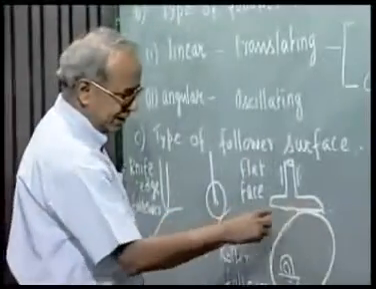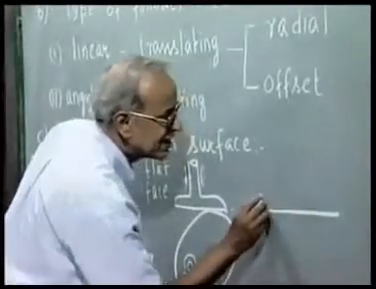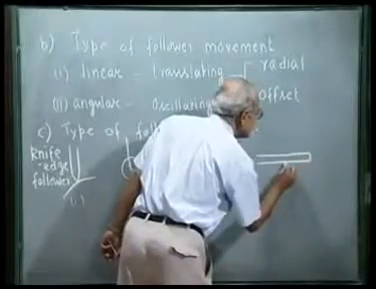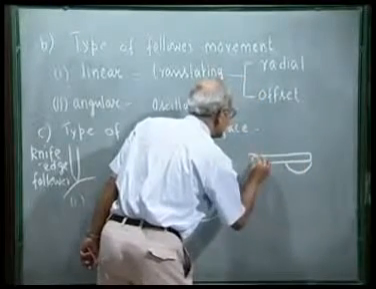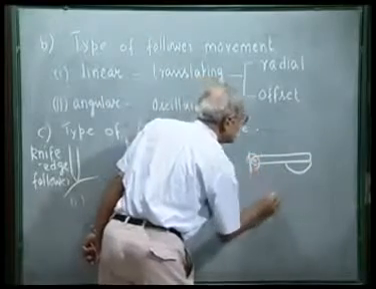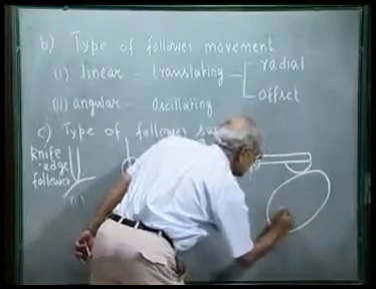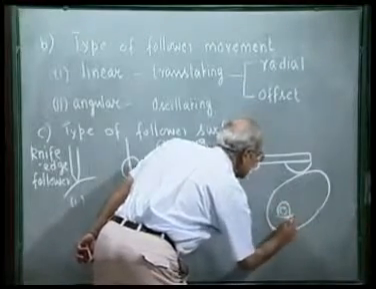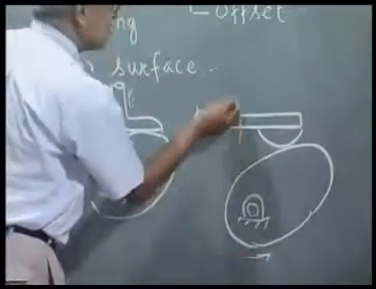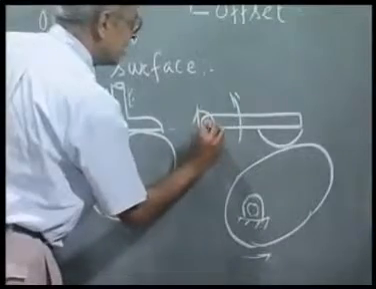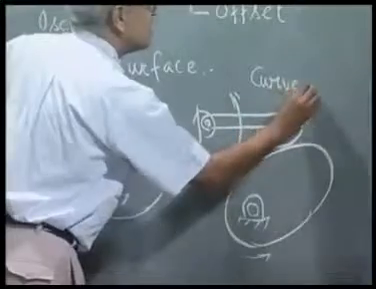The follower surface, instead of flat, can also be a curved surface. This is the cam which rotates, and the follower which is hinged here oscillates. So this is called curved.